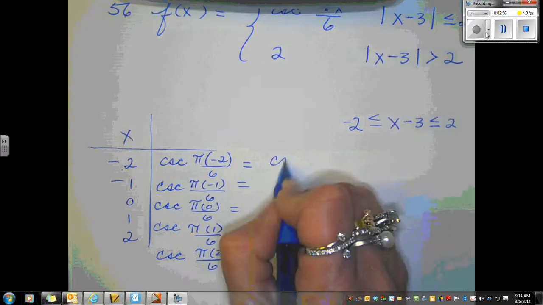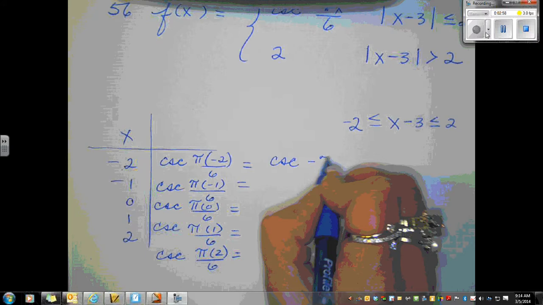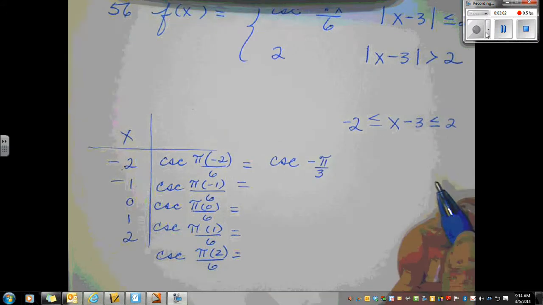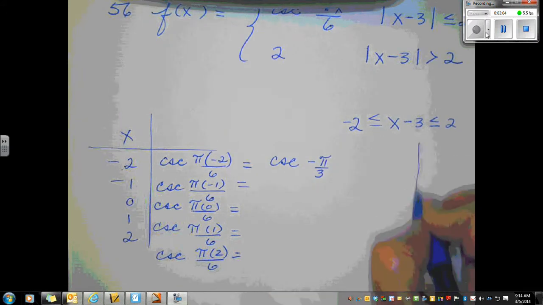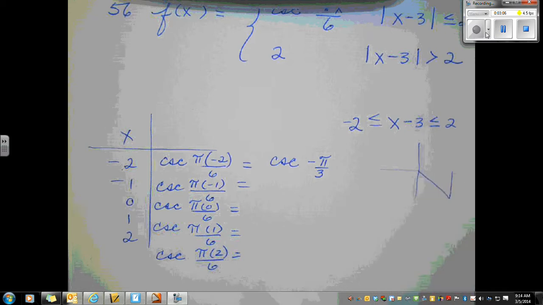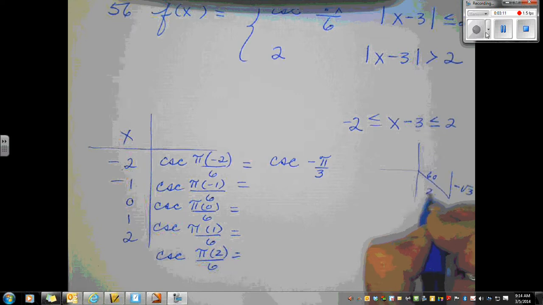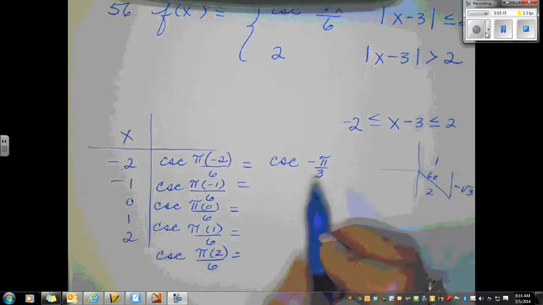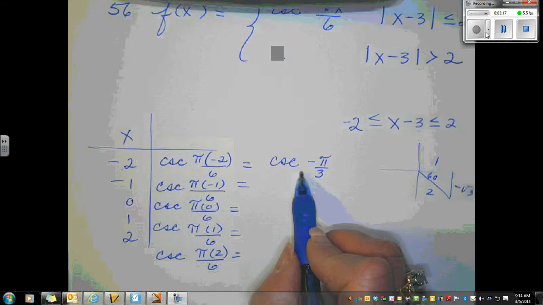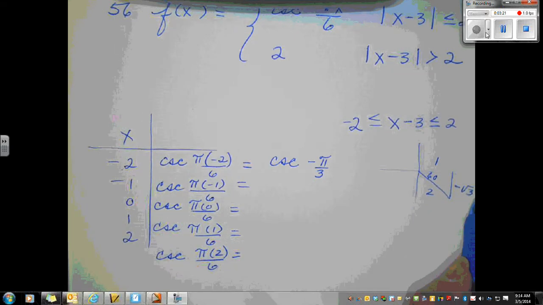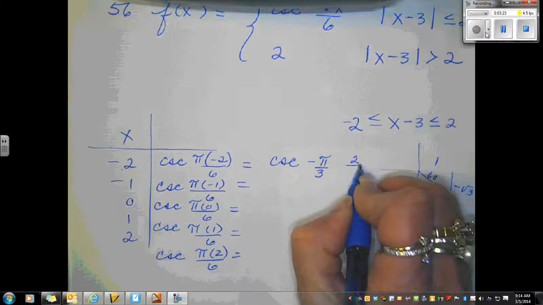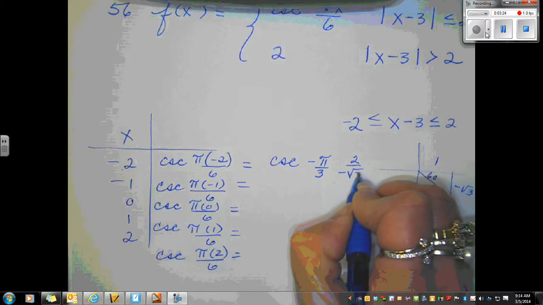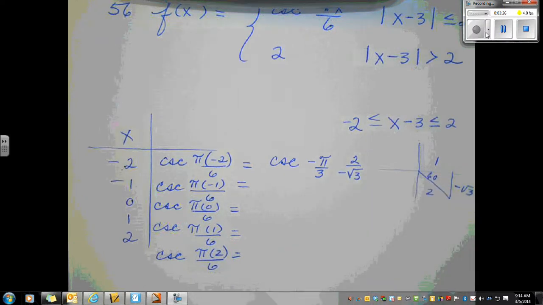So this is equal to the cosecant of negative pi over 3, which is really negative 60 degrees. So here we are, 60. This is negative radical 3, this is 2, this is 1. Okay, cosecant is hypotenuse over opposite. So this would be 2 over negative radical 3. Okay, yes or no? Is that what you got?